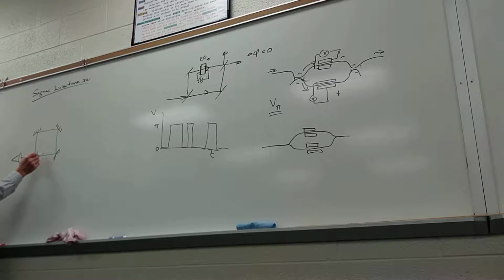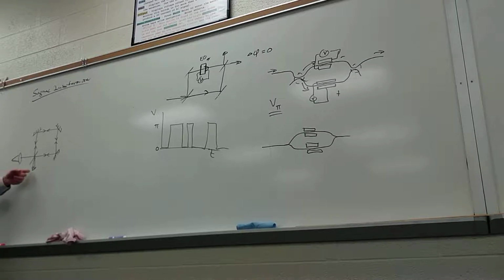So the horizontal path goes counterclockwise around the ring. The clockwise, or the upper path, goes clockwise around the ring. So basically what we end up with is, on this output port, light having gone clockwise around the ring and counterclockwise around the ring.